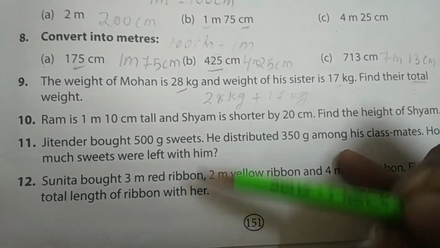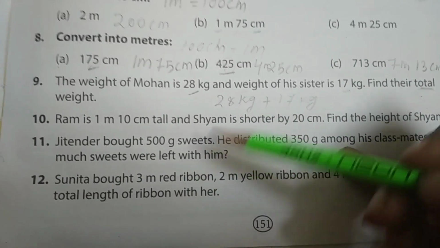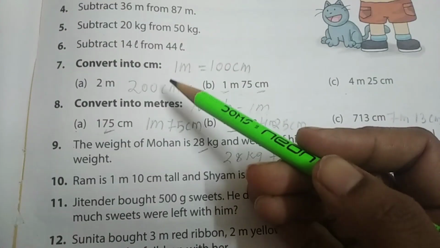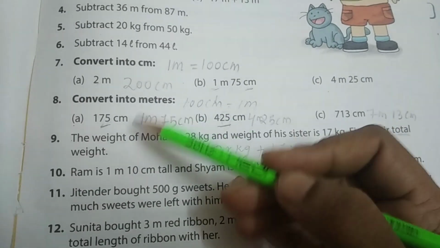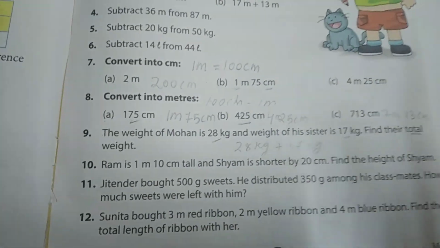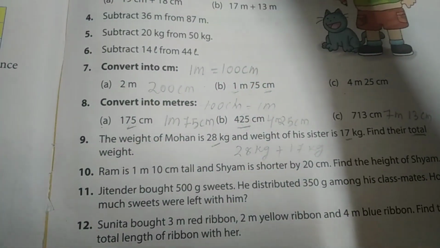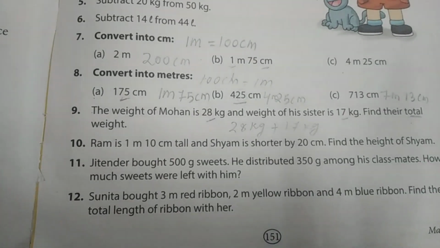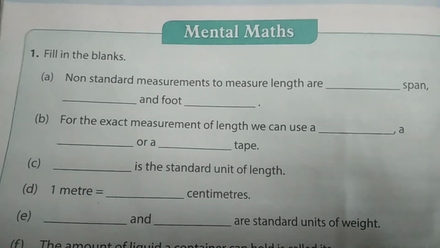So this is a combination of addition and subtraction. All are not additions, all are not subtractions. Right? Hope you understood about these conversions. These are very important. If you have any doubts, please let me know. So this is about exercise 7.4, page number 151. Try to complete mental maths also.